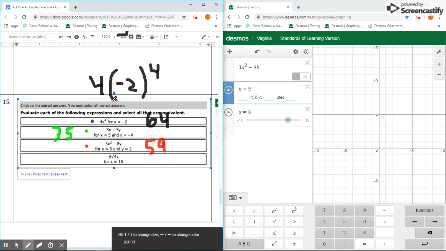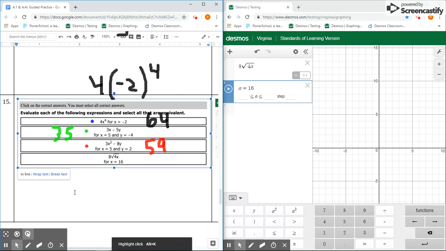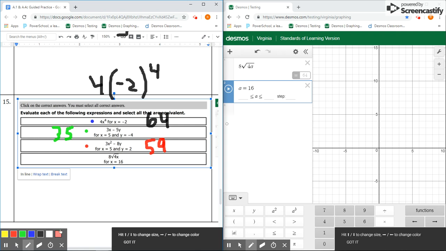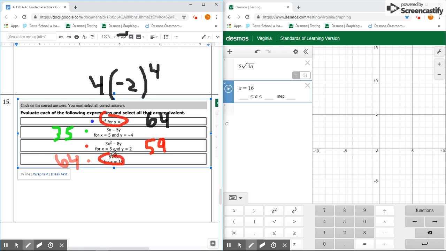All right, I'm going to pause the video and ask you to try the last one and see which two are equivalent. Okay, so you should have typed in the last one. If you typed in the last one, it should look like my screen here on the right. I typed in 8 square root of 4a, and I changed the slider to 16 because we need to plug in a 16 here, and we got 64. Okay, so the question said which ones are equivalent, and our correct answer should be this one and this one. All right, go ahead and put your Desmos check on there and move on to the next group.